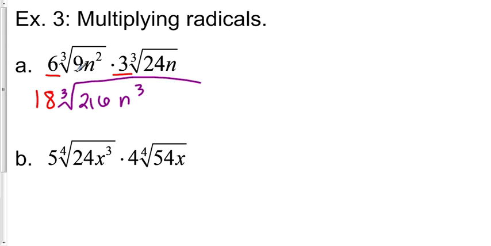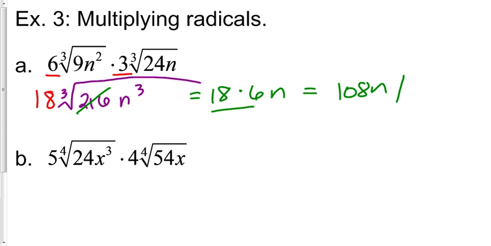So simplifying here, I've got an 18 out in front, don't forget about that, times, now what's the cube root of 216? The cube root of 216 is 6. And I can also take the cube root of n to the 3rd, I get n. And now I just want to multiply 18 times 6 and I'll have my answer. 18 times 6 is 108, so our answer is 108n.